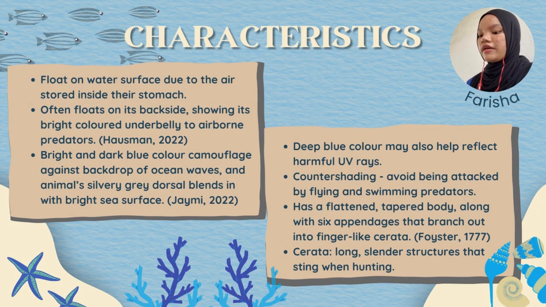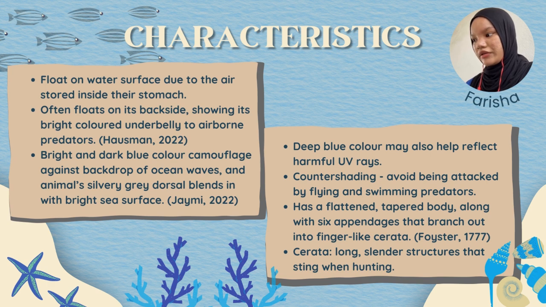Assalamualaikum, and hi, I'm Putri Nur Farisha, and I will be introducing a few characteristics of the blue dragon sea slug. The first one is they usually float on the water surface due to the air stored inside their stomach, and often float on their backside, showing their bright underbelly to airborne predators. This blue dragon sea slug has a bright and dark blue color, camouflaging against the spectra of ocean waves and animals. The silvery gray dorsal side blends in with the bright sea surface.